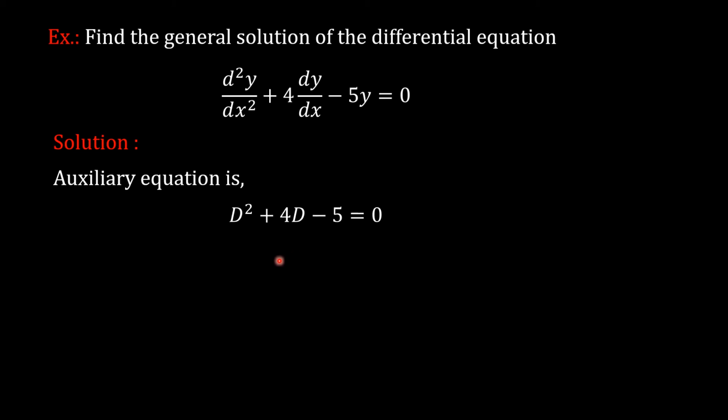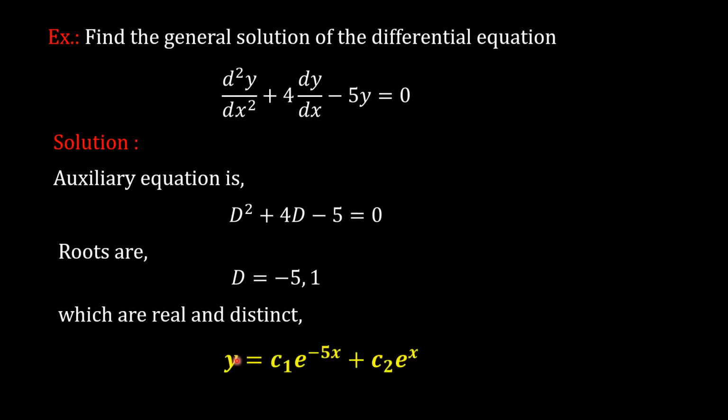Obtain the roots of this auxiliary equation. So roots are minus 5 and 1. So there are two roots as this is a quadratic equation. Now identify the nature of these roots. They are real and distinct as they are not the same, and therefore the general solution of the given differential equation is y is equal to c1 e raised to minus 5x plus c2 e raised to x.